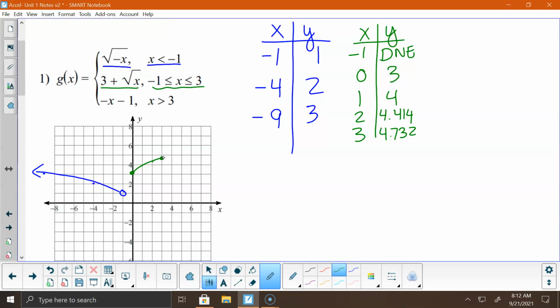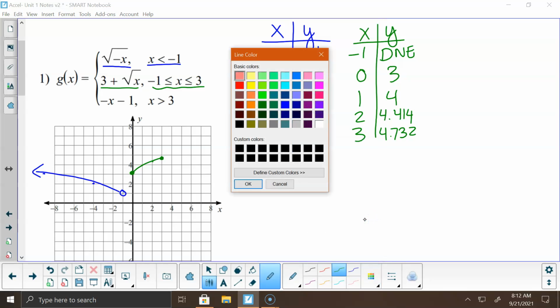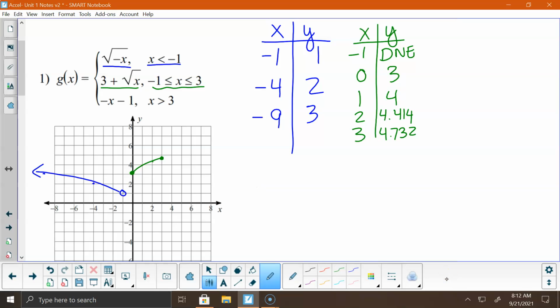We said last one we wanted to do in pink. But people don't have orange. Sure.